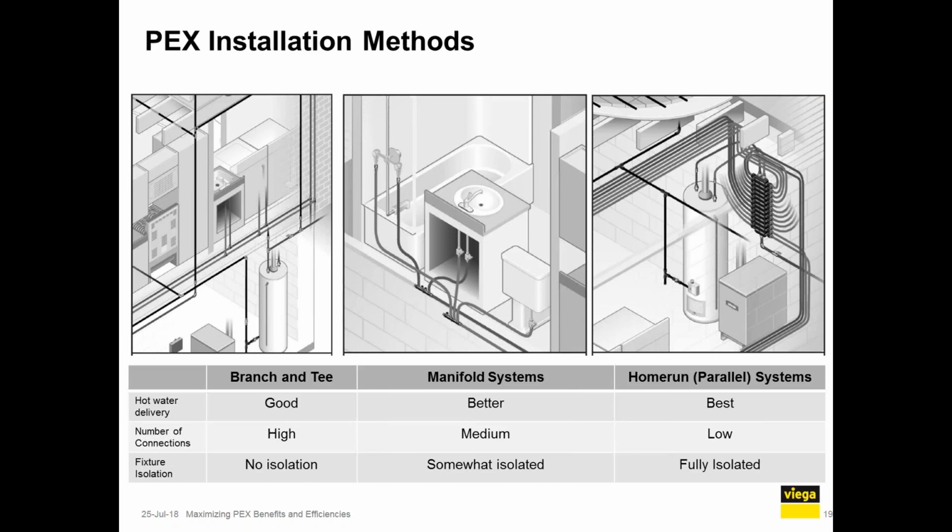So you do see here that for hot water delivery, you're going to have your best performance in a parallel system. That's also where you'll see your lowest number of connections. And the fixture isolation is also graduated toward the parallel systems. Parallel systems is something that Viega pioneered, and through this we see a lot of benefits, and we'll discuss why those benefits matter here in a little bit.